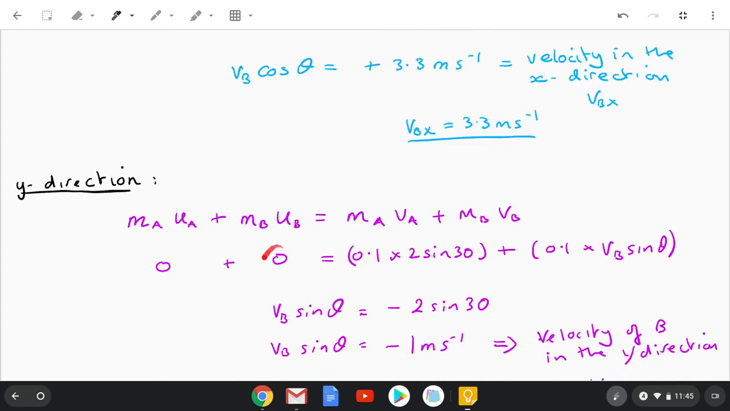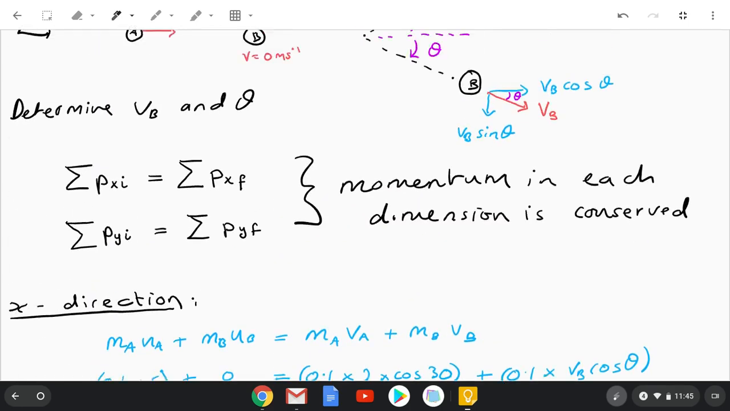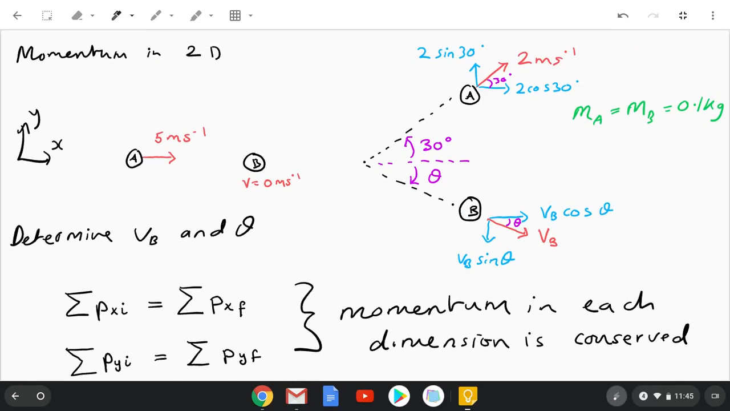Object B was not moving before the collision, so that has a y component of velocity equal to 0 as well, and then overall momentum will equal 0. Now, object A has a mass of 0.1, but if we go back, the component of velocity in the vertical direction, or the y direction, is 2 sine 30.